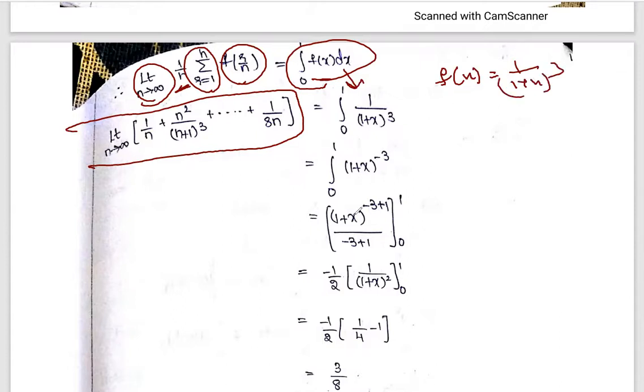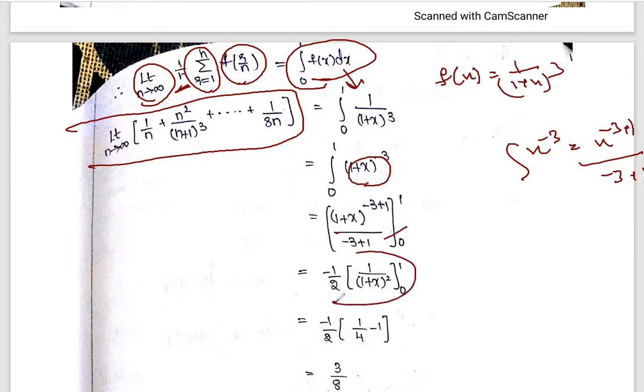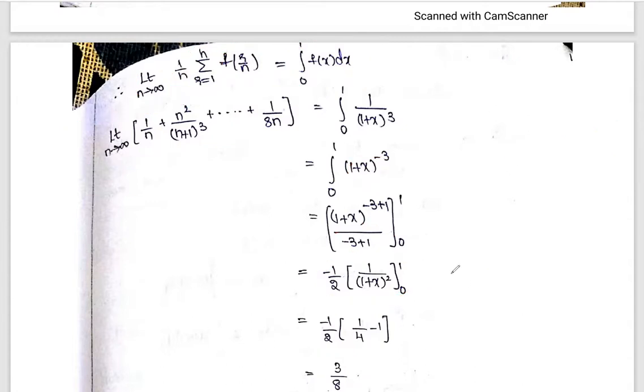So integration of this gives you, like, what is x power minus 3? That is x power minus 3 plus 1 by minus 3 plus 1. In the same way, you have 1 plus x instead of x. So you have to write this, and then apply the limit from 0 to 1. So this is the answer that you'll get. All the questions will be of this type. You first have to take out 1 by n because it is outside the summation, and then you have to find this integral from 0 to 1 of f of x dx, right?